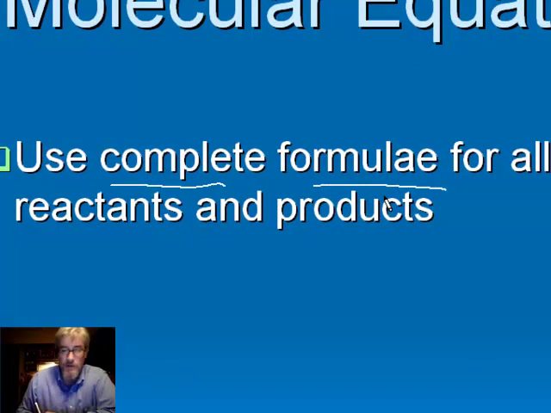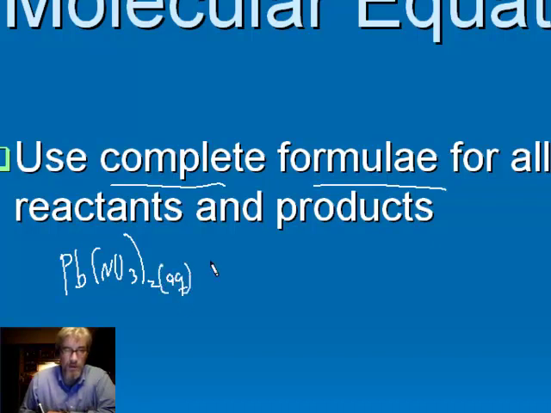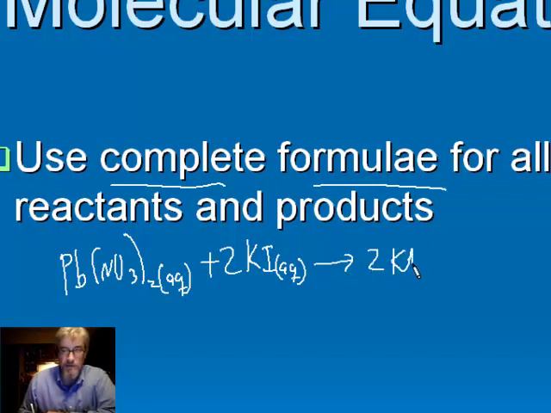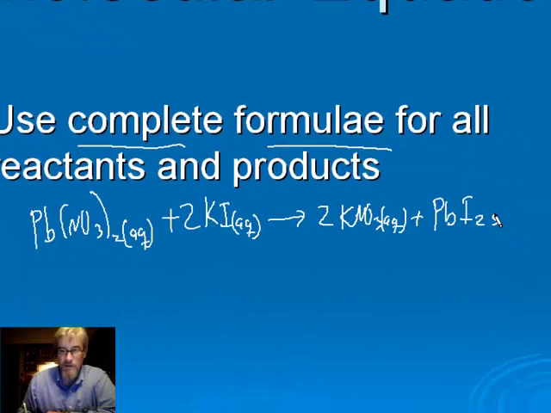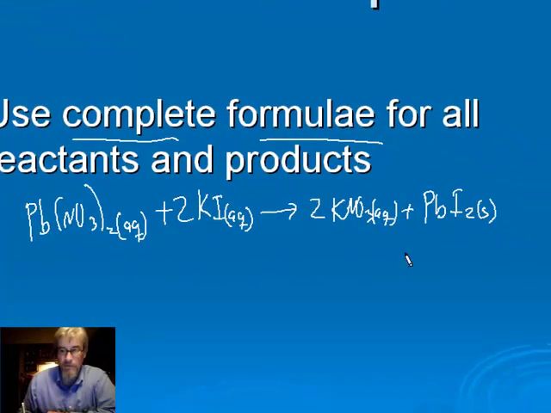Here's an example. For the reaction of lead nitrate and potassium iodide, this is what I'd write down for a molecular equation. Pb(NO3)2, and I'd indicate that that's aqueous, and 2 potassium iodide, 2KI, also indicate that that's aqueous. Complete molecular formula creates two KNO3s, also aqueous, and I'm going to have solid PbI2. So I've got a complete formula for both reactants and for both products.